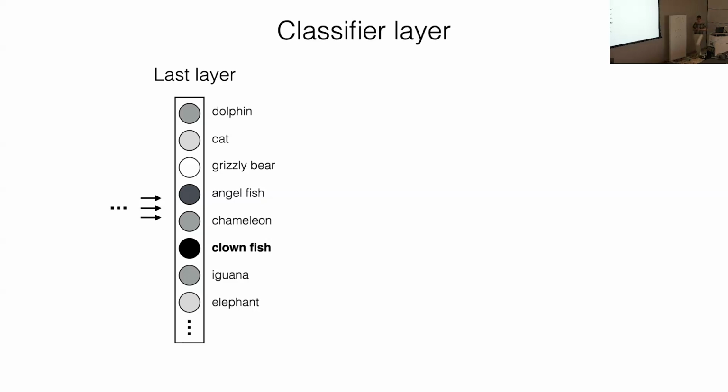So maybe what you can do, and what we often do with a classification network, is you have that final layer be a vector the size of the number of categories you care about. So if all you care about is shark and not shark, then your classifier layer would be 2, with only 2 values. If you care about dolphin, cat, grizzly bear, angelfish, chameleon, clownfish, whatever, then you'll have a much longer output vector that has a single element representing every one of those categories.